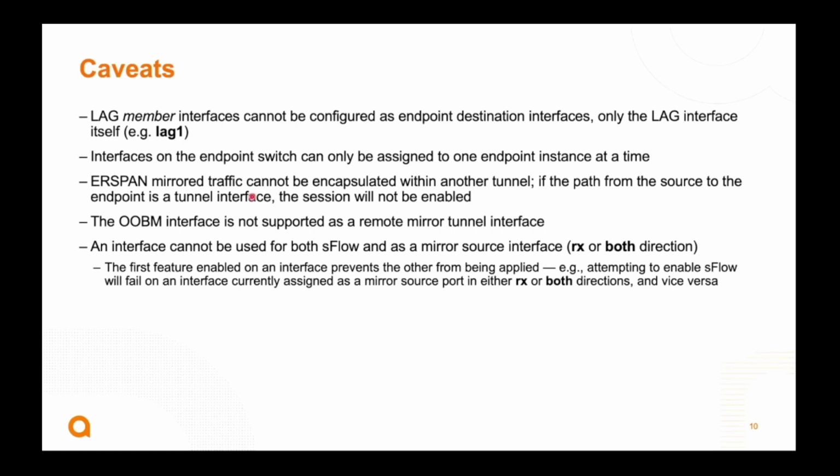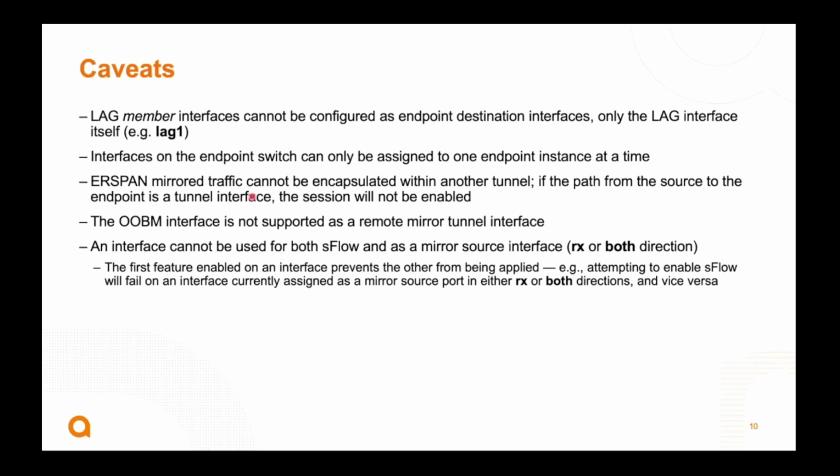Mirror traffic cannot be encapsulated within another tunnel. So on your source switch, if you designate a destination for which the only path from the source switch to the destination switch is an existing tunnel interface, the switch will not enable that mirroring tunnel session because you can't have double encapsulation basically. So you would need to have a separate interface over which the endpoint is reachable that is not tunneled. You cannot use the OBM interface as a remote mirror tunnel on either the source or destination.